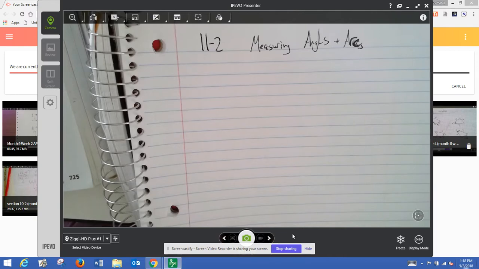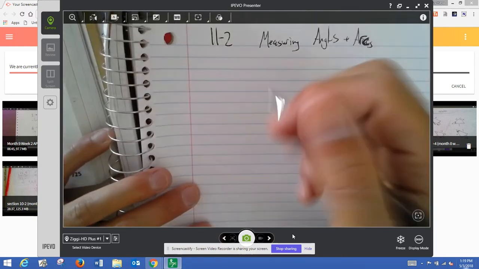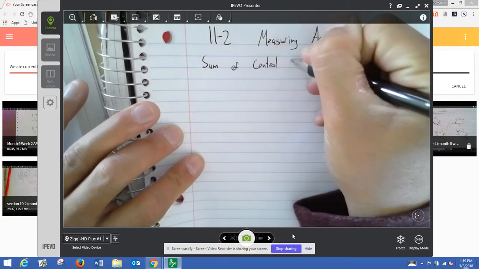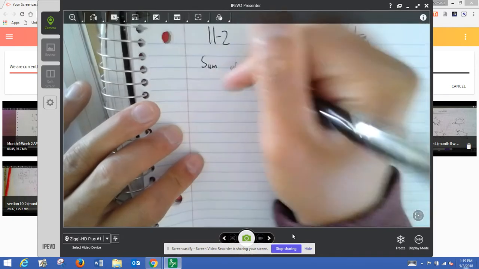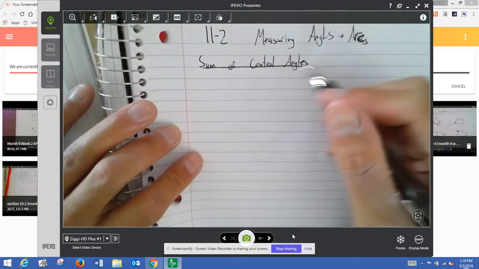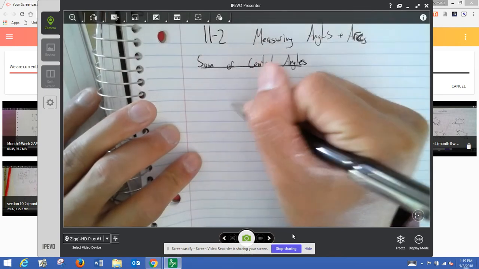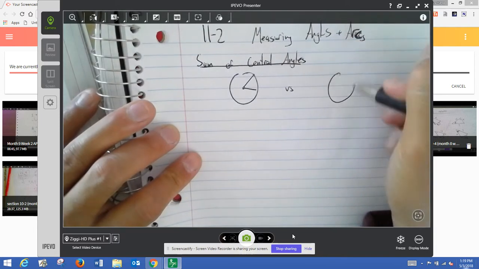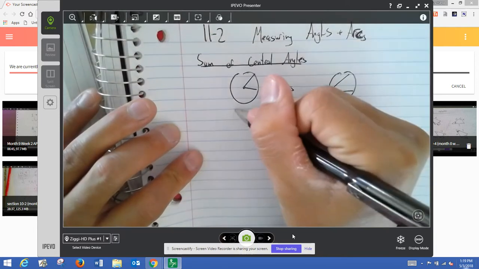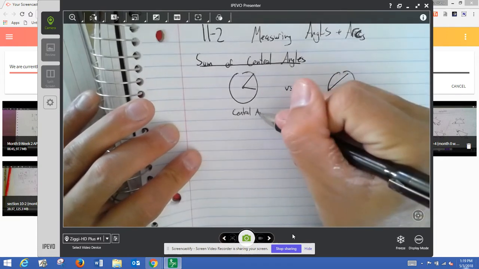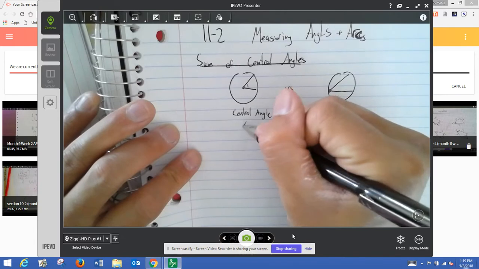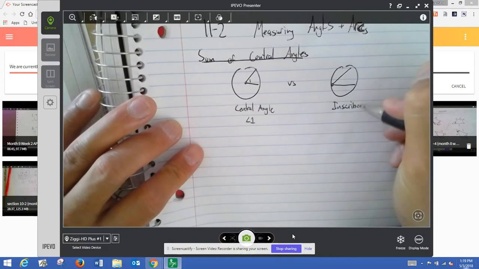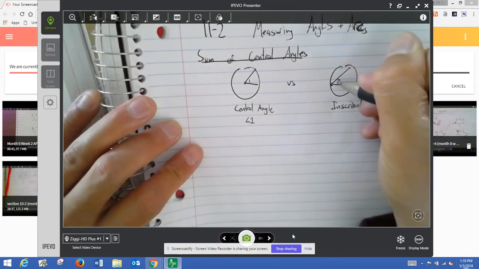Okay. All right. So the first thing we're going to do is sum of central angles. Before we do this theorem really quick, let's describe what a central angle is compared to an inscribed angle. So this is a central angle. That's angle 1 right there, right? And then this is an inscribed angle. We'll call that angle 2.